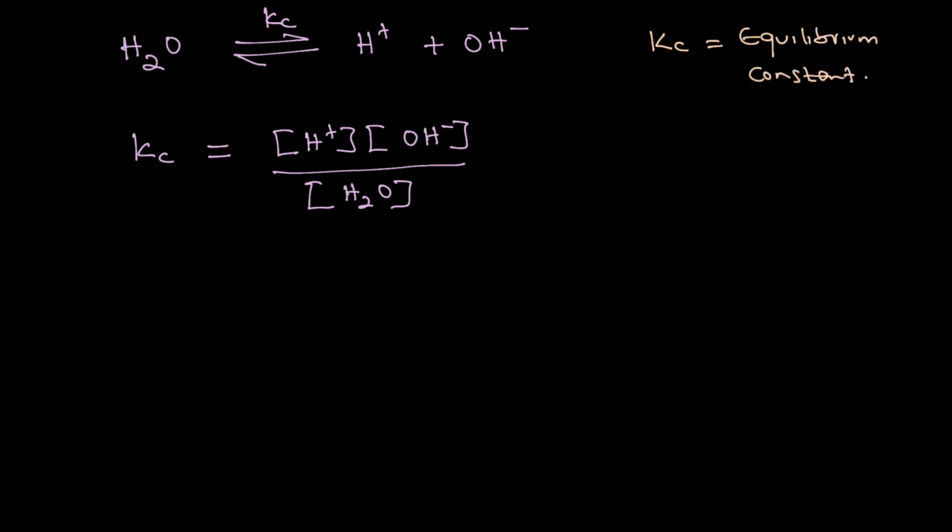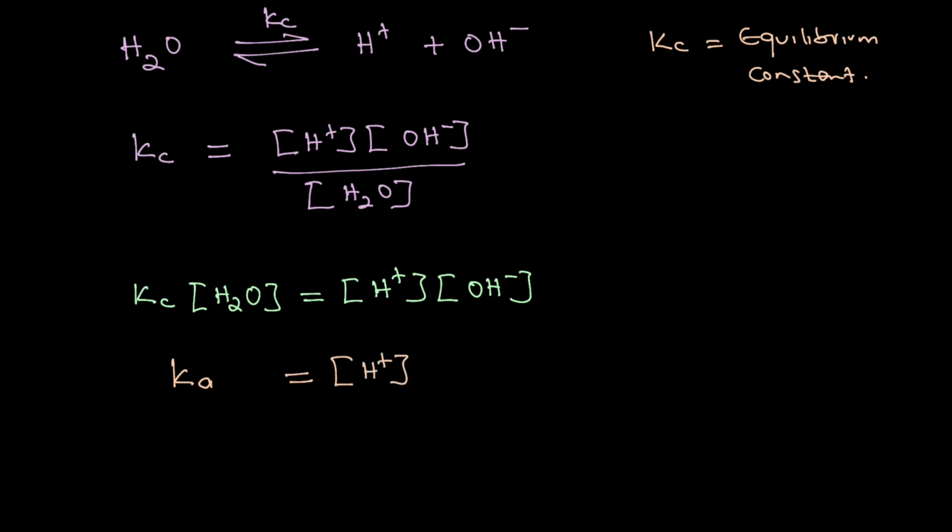If I multiply both sides by the water concentration, I get Kc times the concentration of water equals the concentration of H plus times the concentration of OH minus. The concentration of water times Kc we give a special name: we call that Kw, because this is the dissociation of water. Not just an acid in this case, but water. Instead of calling it Kc, we call it Kw, because it's water dissociating.